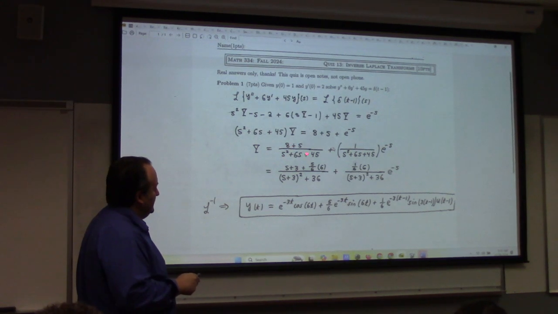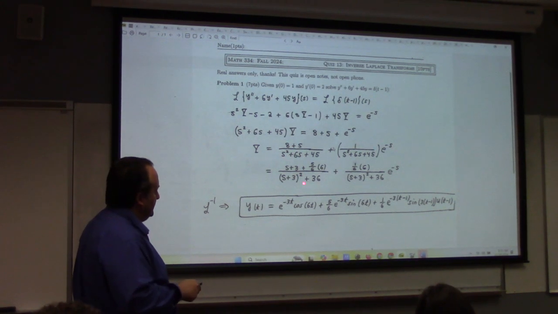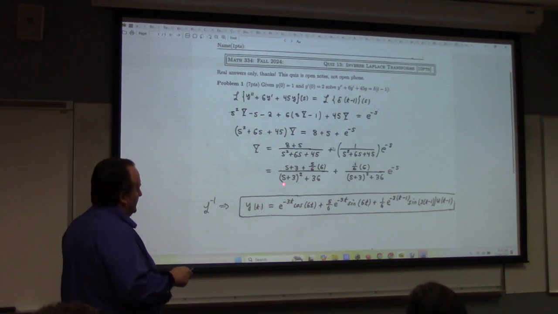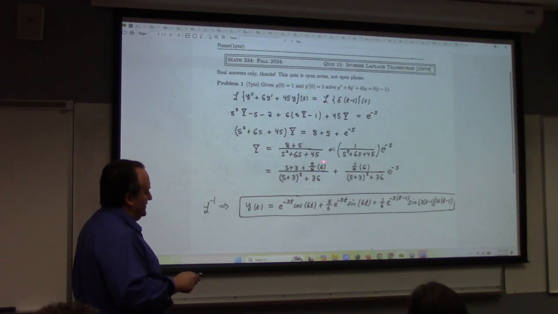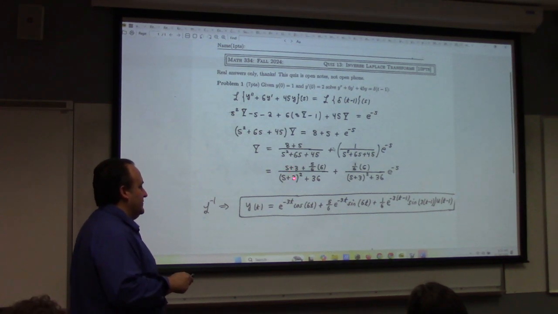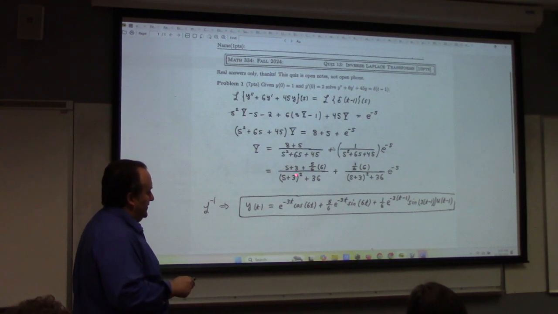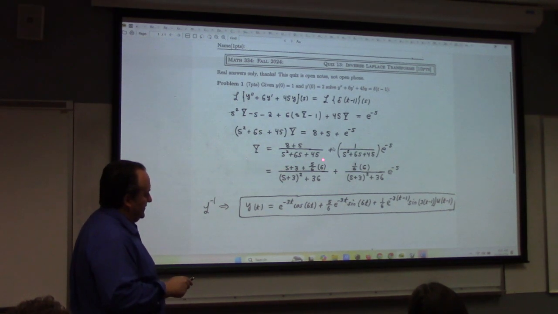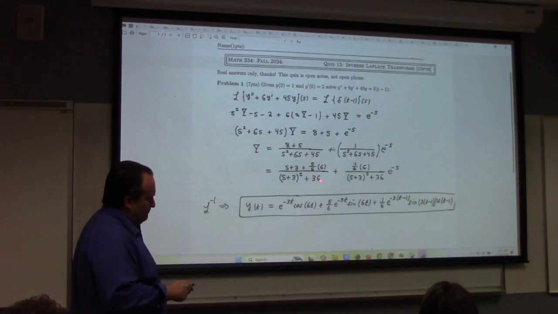And complete the square in the denominator. We've got an s plus 3 squared plus 36. So I want to create an s plus 3 and a 6 upstairs to anticipate the inverse transforms of cosine and sine respectively, as I do down here. So the inverse transform of this piece is that. The inverse transform of the 5/6 piece is this. e to the minus 3t because of the shift by plus 3. Sine 6t because this 36 is 6 squared.